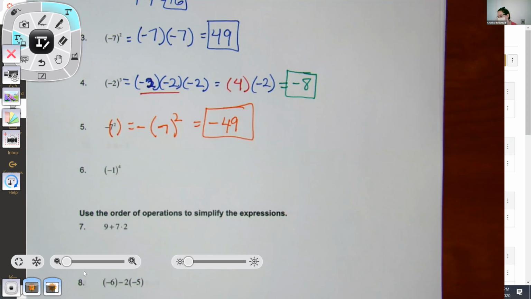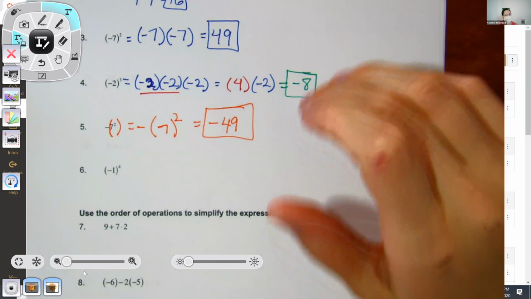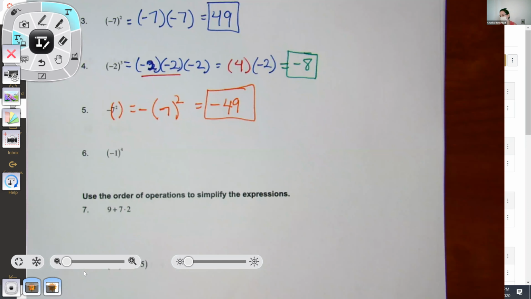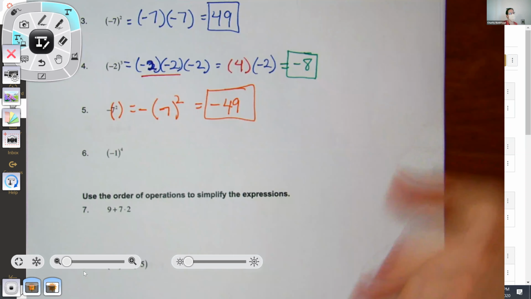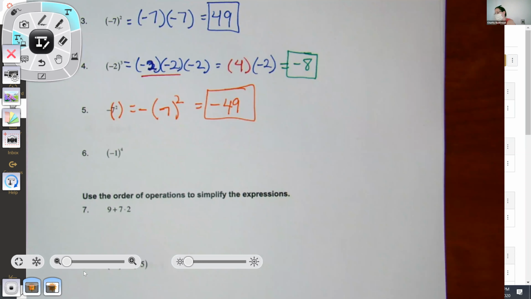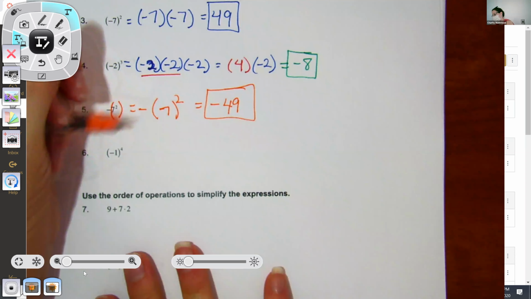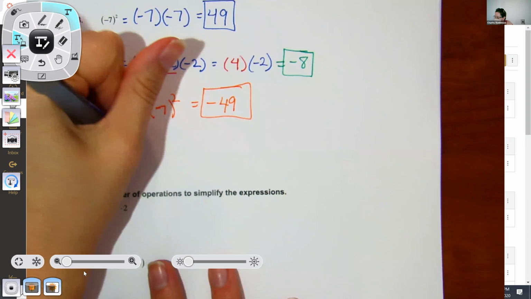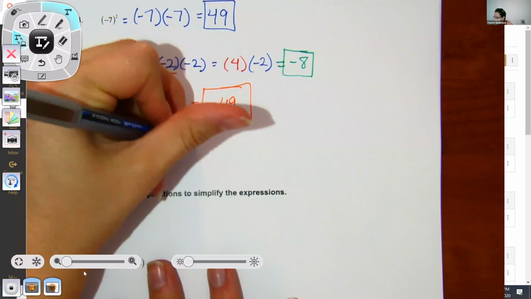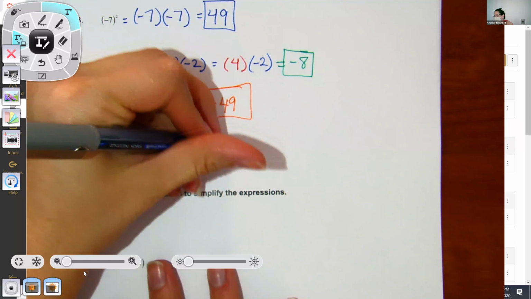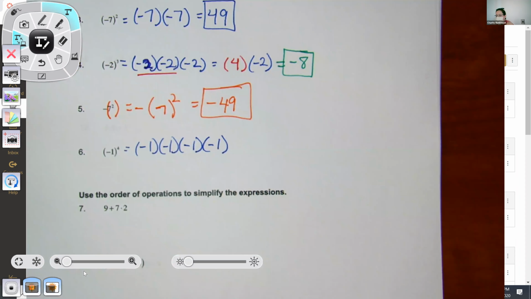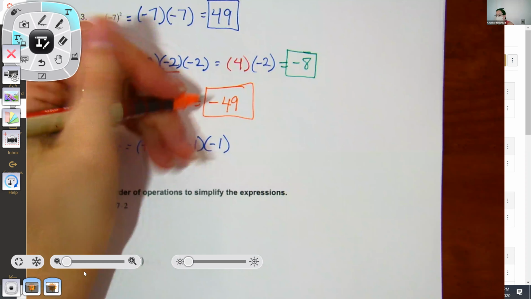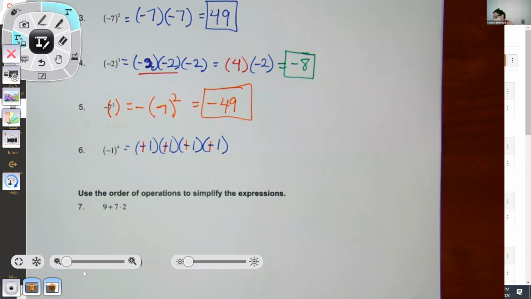All right, so number 6 says negative 1 to the power of 4. That's an even exponent, so I know that's going to make my answer positive. I could write it out as -1 times -1 times -1 times -1. You multiply a negative times a negative, that cancels out. And then again, you multiply a negative times a negative, and those cancel out. And you can see that's just going to be a +1.